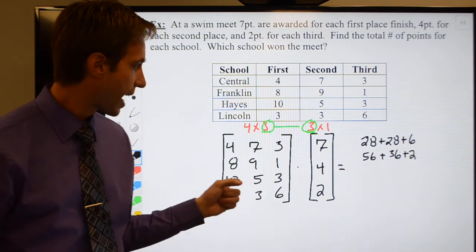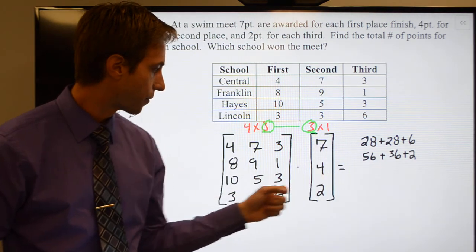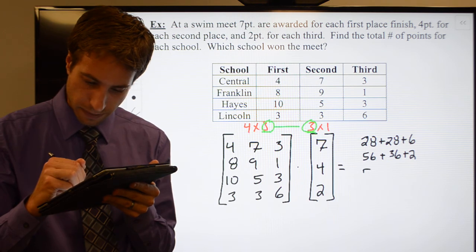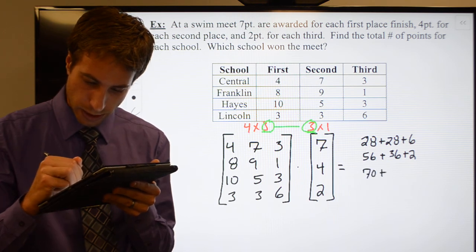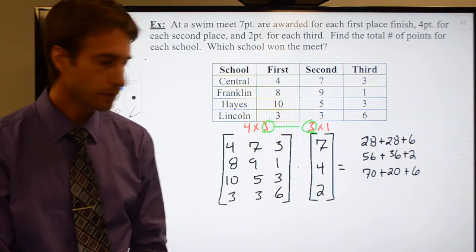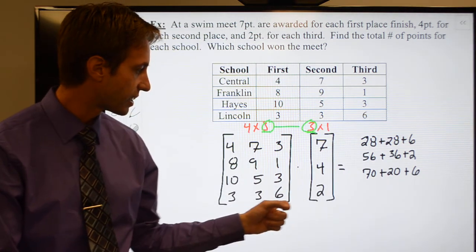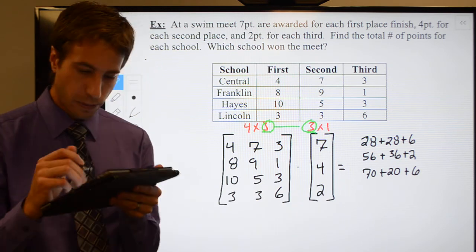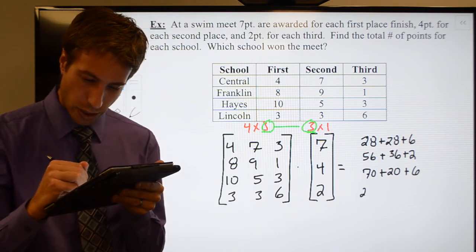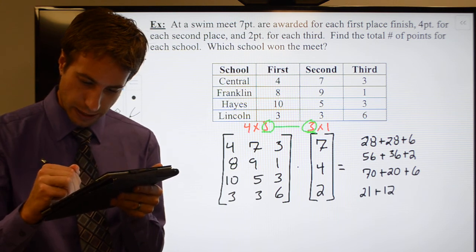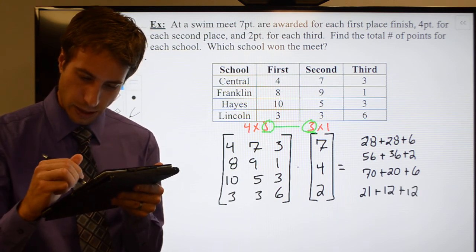All right. 10 times 7, 5 times 4, 3 times 2. So we're going to have 70 plus 20 plus 6. And my last one, 3 times 7, 3 times 4, 6 times 2. 3 times 7 is going to be 21. 3 times 4 is going to be 12. And 6 times 2 is going to be 12.